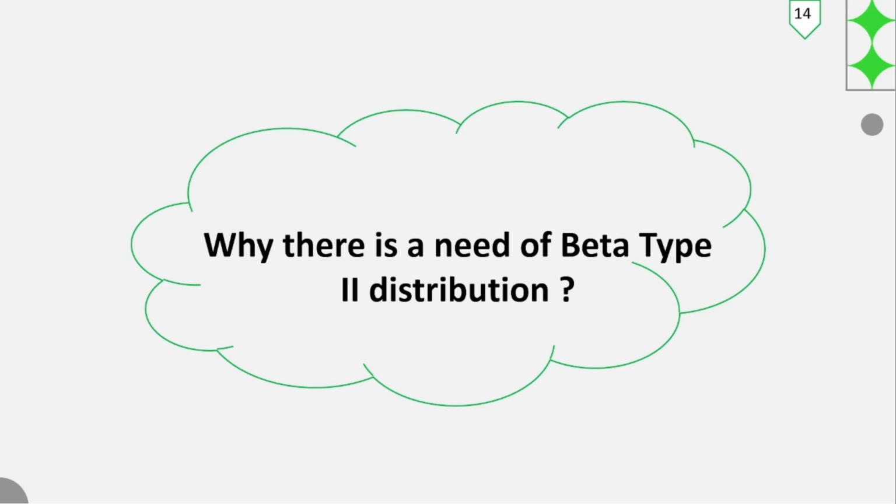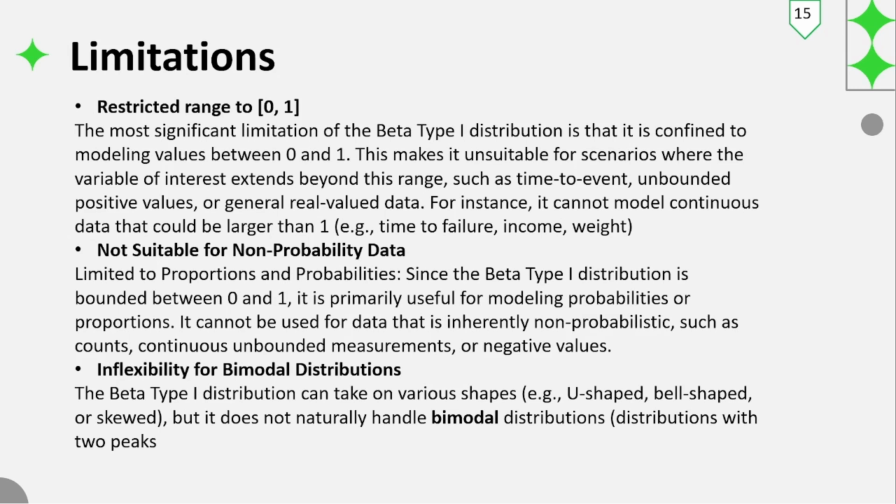Why is there a need for the beta type 2 distribution? If there is a beta type 1 distribution, why should we use beta type 2, and in what cases do we have to use it? Because there are some limitations with beta type 1. Beta type 1 distributions only model values between 0 and 1, which makes them unsuitable for scenarios where the variables of interest extend beyond this range, such as time to event, unbounded positive values, or real values.